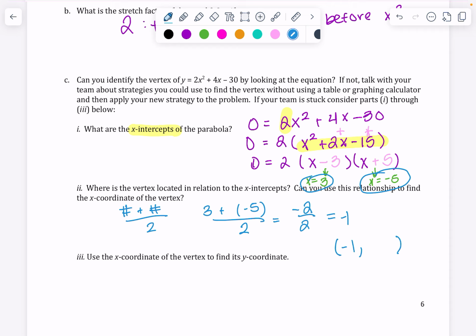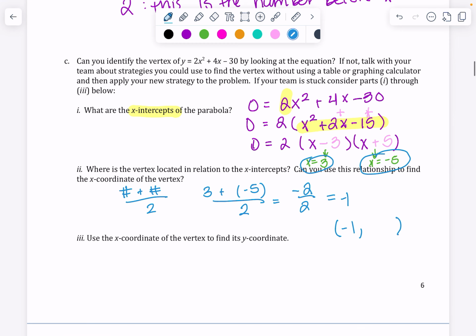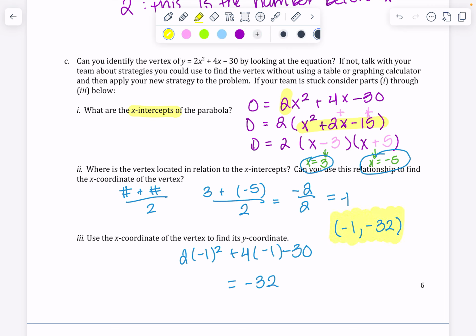Just like last chapter, we don't know how low to go. So if we want to figure that out, we can just take that -1 and plug it into our equation everywhere we see an x to find that y coordinate. And that y coordinate ends up being at -32. So our vertex is at -1, -32. And we also found those x-intercepts to be at 3 and -5.